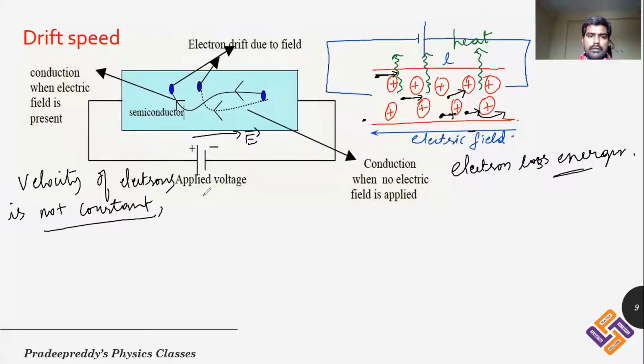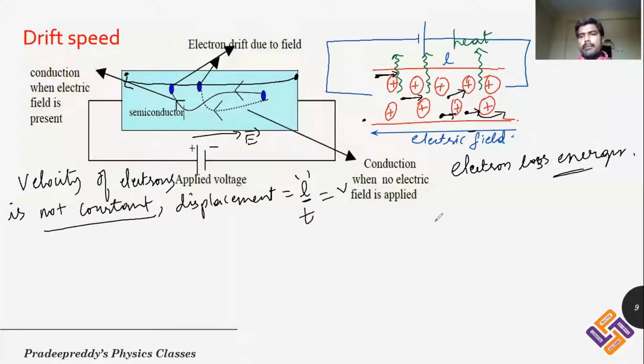And overall, the electron is starting at one end of the wire and it is traveling to the other end of the wire. Right? What is the total displacement of the electron? Total displacement of the electron is equal to the length of the conductor. It takes some time to travel from here to here, that is the time taken t.